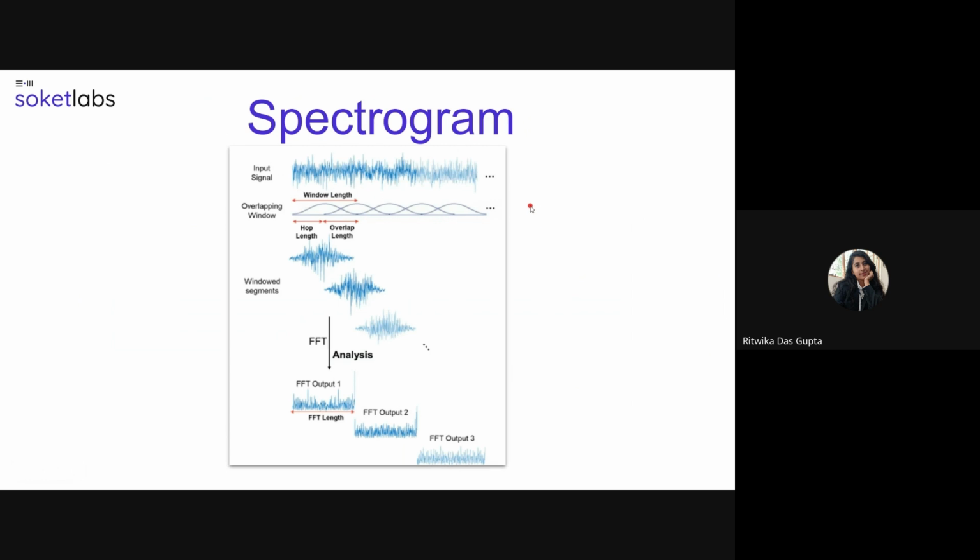Then there's something called a spectrogram. One more thing, the Fourier transform is calculated by an algorithm called the fast Fourier transform. The Fourier transform is used only when the signals are periodic, but sometimes the input signals are not periodic. So for non-periodic signals, we have to divide the signal into small loops, or windows as we say. For each window segment, the Fourier transform is calculated, and overlapping all these Fourier transform outputs generates a particular spectrogram. So that is the concept of a spectrogram.